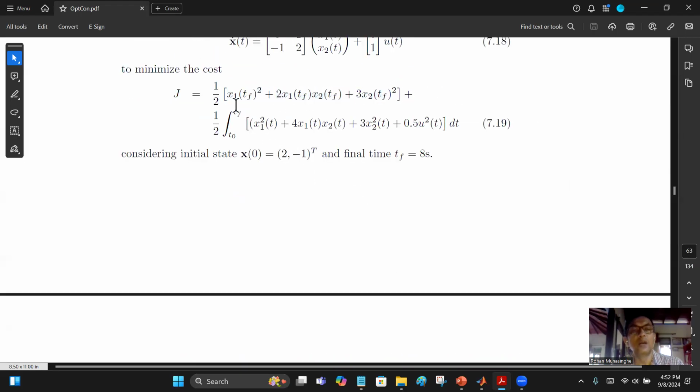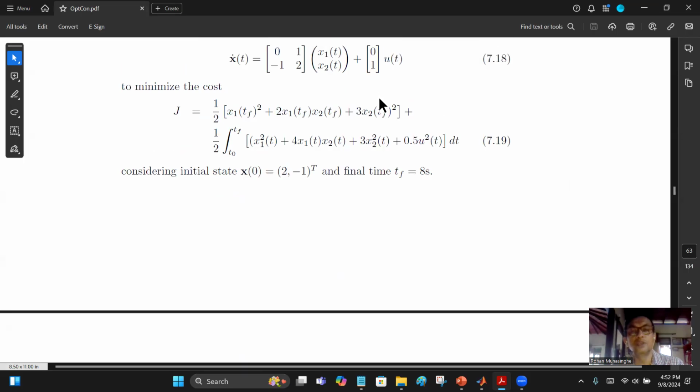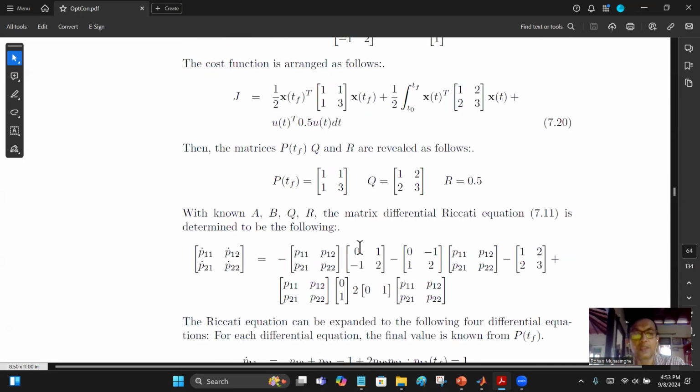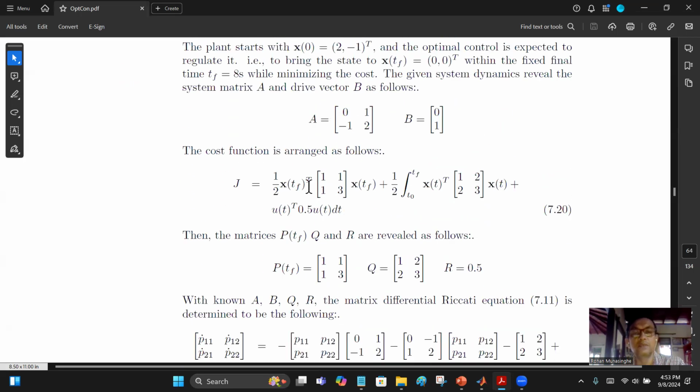Can you see that? You have x1 square, 2x1x2, 3x2 square. So check that out. Here, when you multiply, what will happen? You get x1 square, 3 times x2 square, right? And 2 times x1x2. But by writing this way, we figure out that this is the P matrix at final time. This is the P matrix at final time, remember?